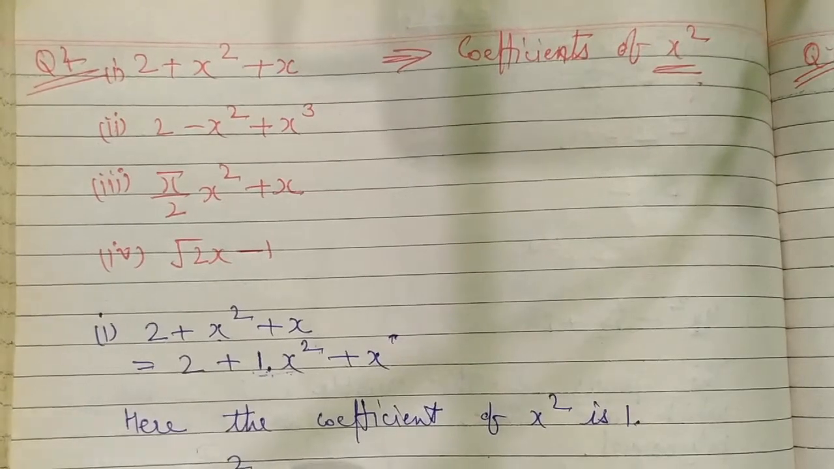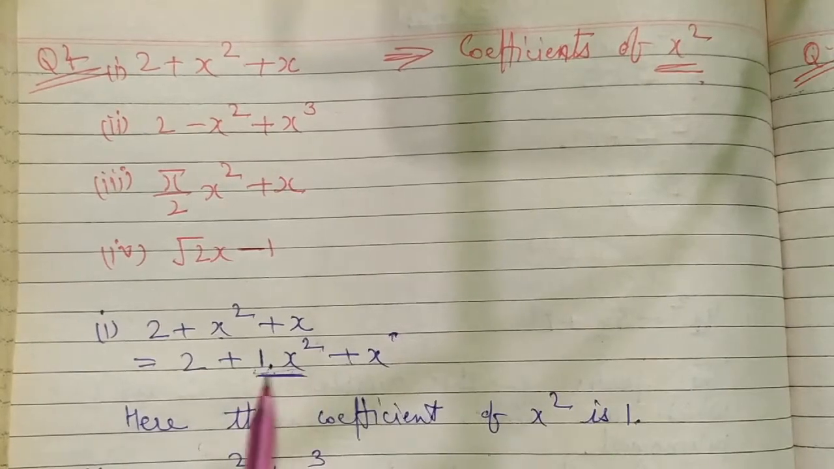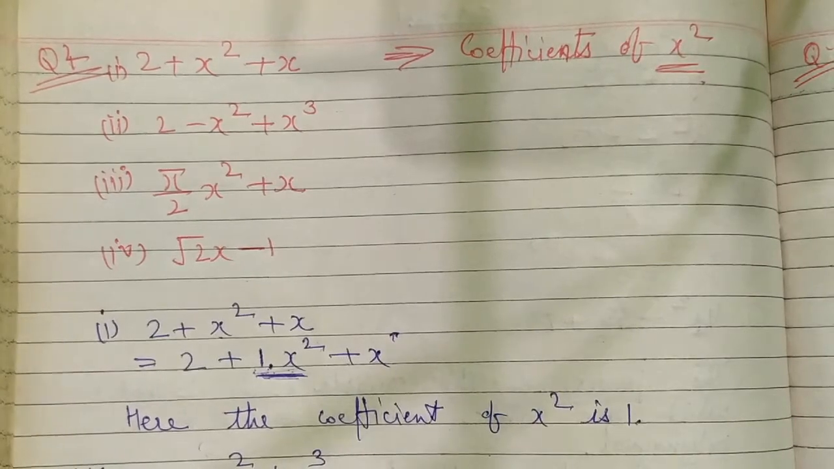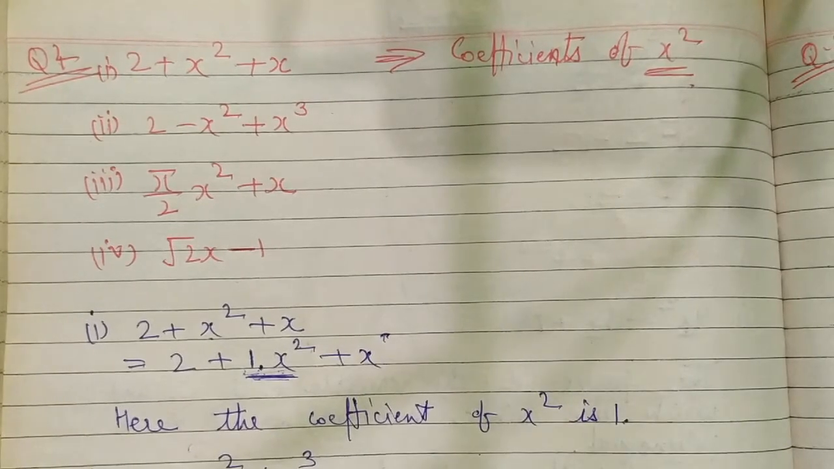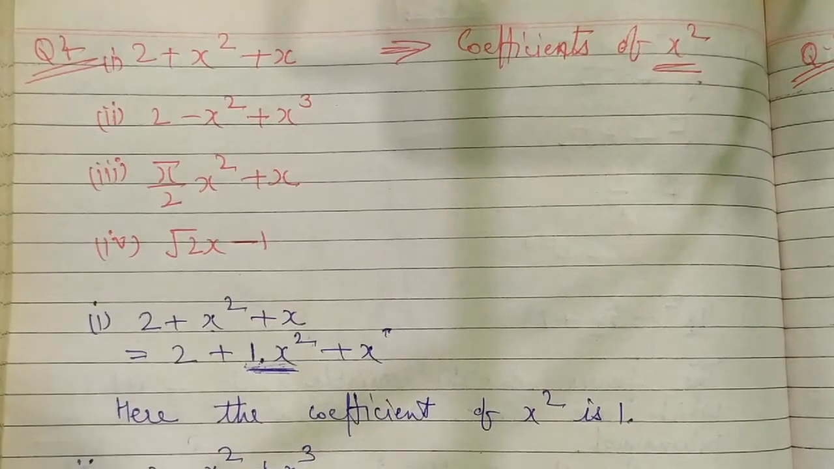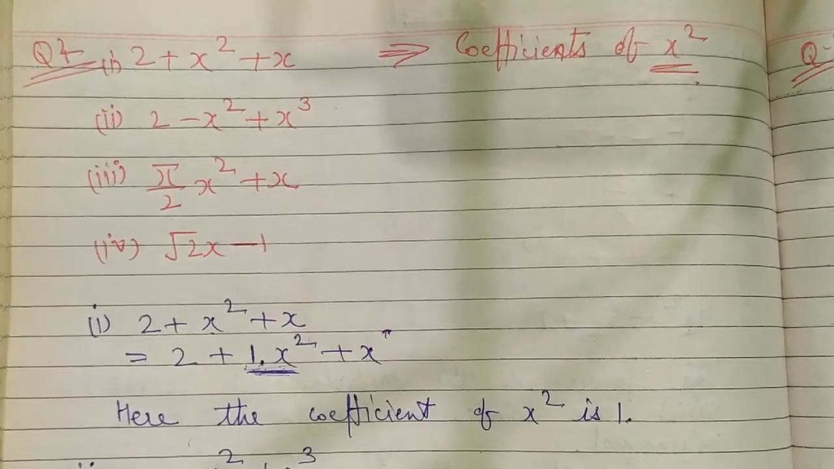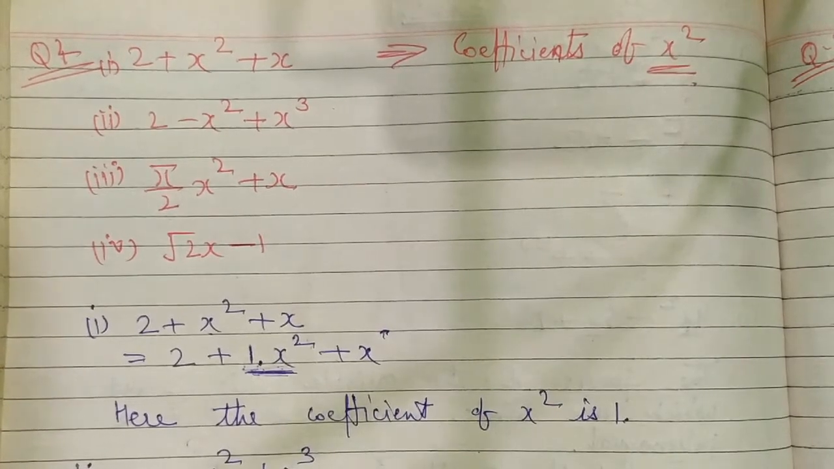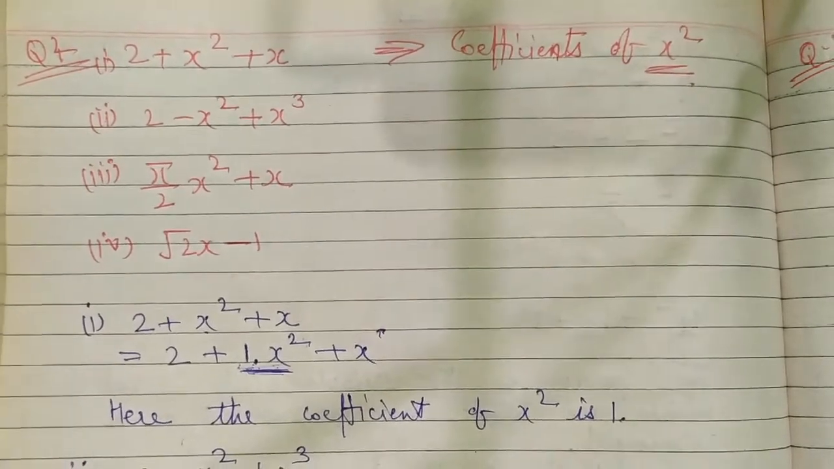It's 2 minus x square plus x cube. If you do this factorization step, then it is pretty easy for you to solve it. So let's do it for this also. 2 minus 1 dot x square plus x cube. So we have found the factors of it. It is minus 1. Who is the neighbor of x square? Minus 1, right? So here the coefficient of x square is minus 1.